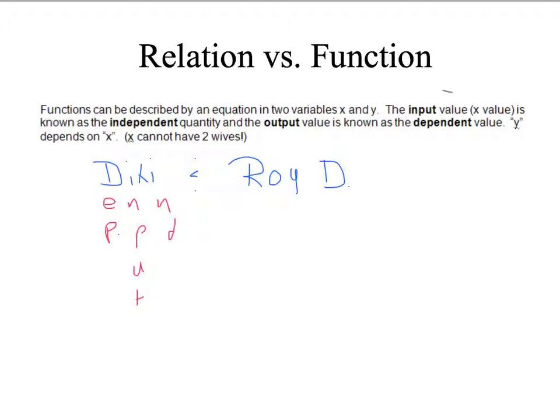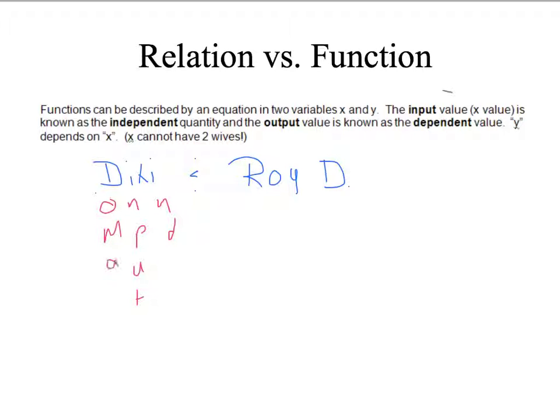No, that's not right. Dependent, input. What am I missing here? Input is X, is known as the independent. Okay, so independent, input. Oh, domain. That's what I messed up on. Okay, so the D actually stands for domain.